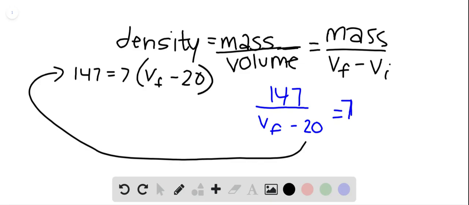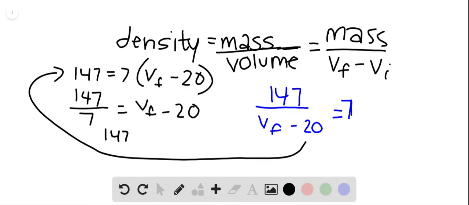Okay, so now the next thing we want to do is to further isolate our right side to get to VF. So in order to get rid of the 7 from both sides, we need to divide both sides by 7. So now we have 147 divided by 7 is equal to VF minus 20. Now we want to get rid of the 20 from both sides. So how do we do that? We add 20 to both sides. So we're left with 147 divided by 7 plus 20 is equal to VF.